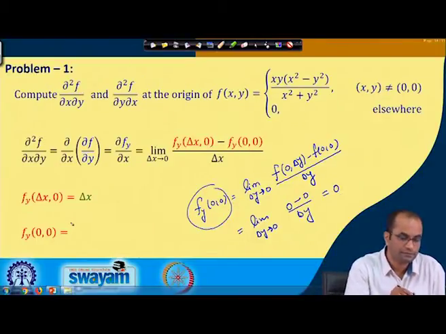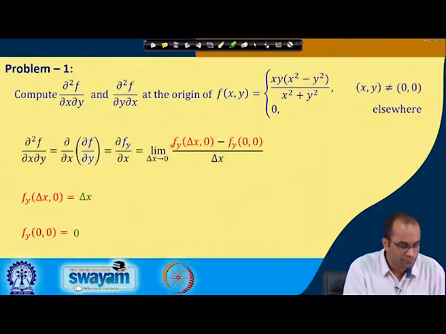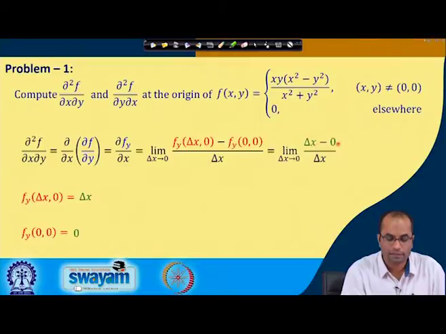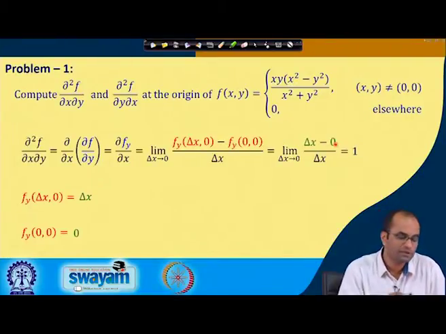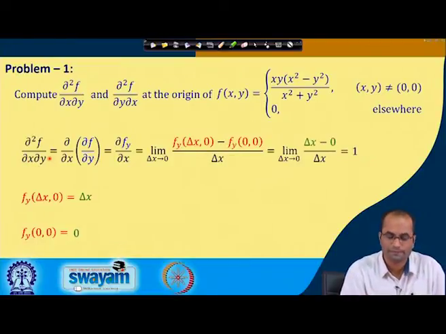So we got these two: f_y(delta x, 0) is delta x, and f_y(0, 0) is 0. We can now substitute: delta x minus 0 over delta x, and delta x over delta x becomes 1. So we have this limit as 1. We got this mixed order partial derivative of order del x del y as 1.